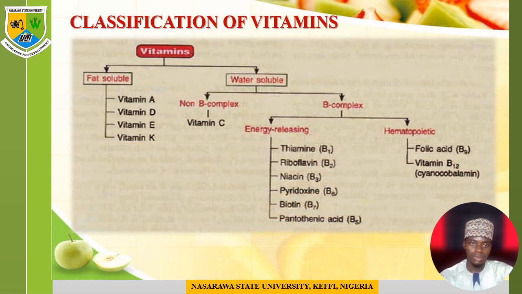Classification of vitamins: we have fat-soluble and water-soluble. Water-soluble, we have non-B complex and B complex. The B complexes, we have those involved in energy release, and those involved in hematopoiesis, the process of production of red blood cells, white blood cells, and blood platelets in our system. Those B complexes that aid in energy-releasing metabolism are thiamine, vitamin B1, riboflavin, vitamin B2, niacin, vitamin B3, pyridoxine, vitamin B6, biotin, vitamin B7, and pantothenic acid, vitamin B5. Those involved in hematopoiesis are folic acid, vitamin B9, and cyanocobalamin, vitamin B12.